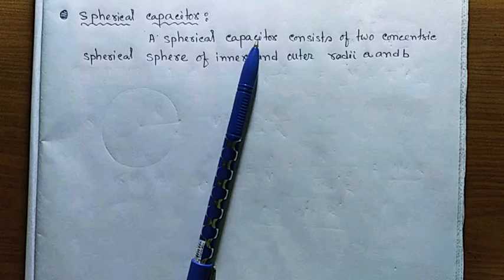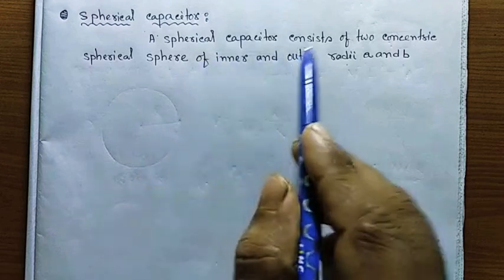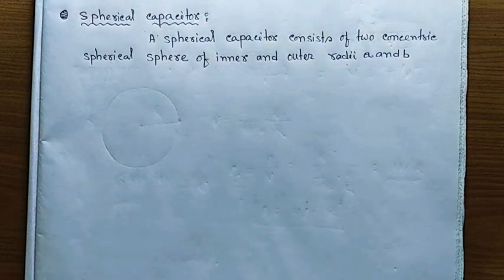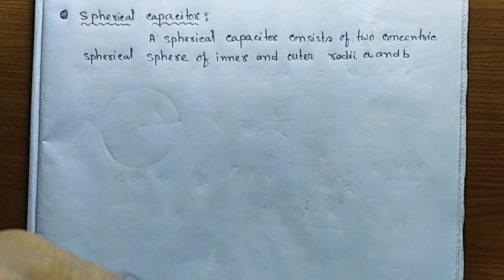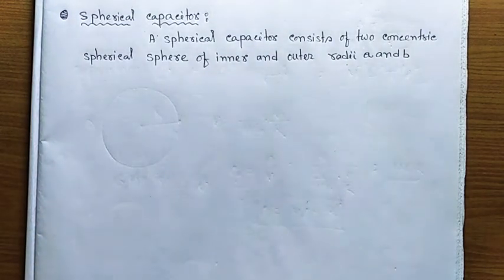Welcome to everybody. Today we discuss about spherical capacitor. A spherical capacitor consists of two concentric spherical shells of inner and outer radii A and B.